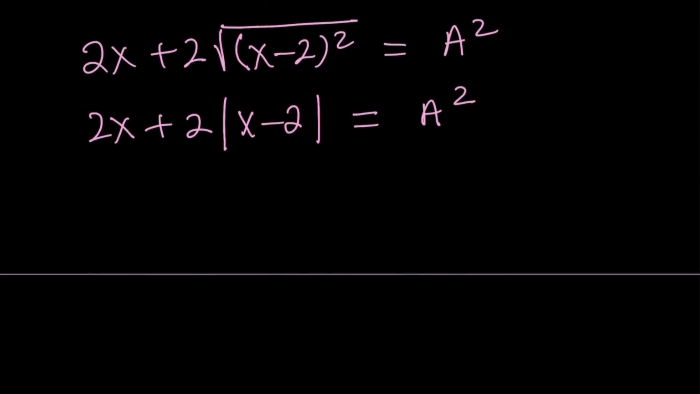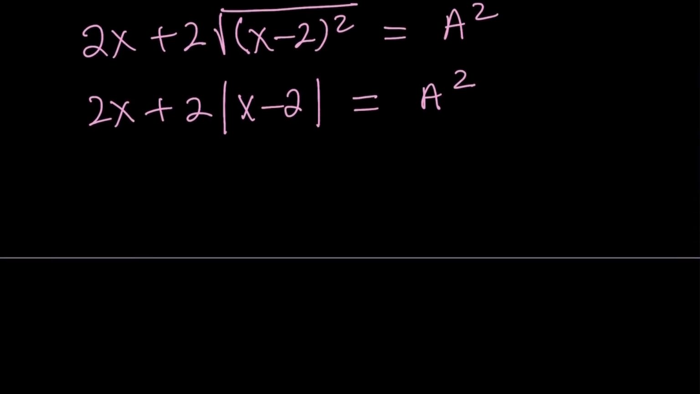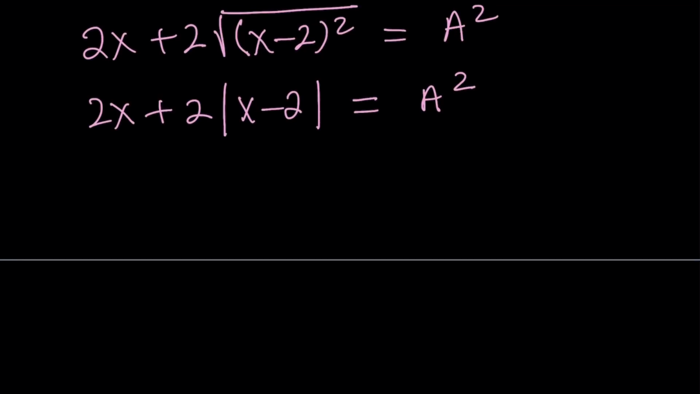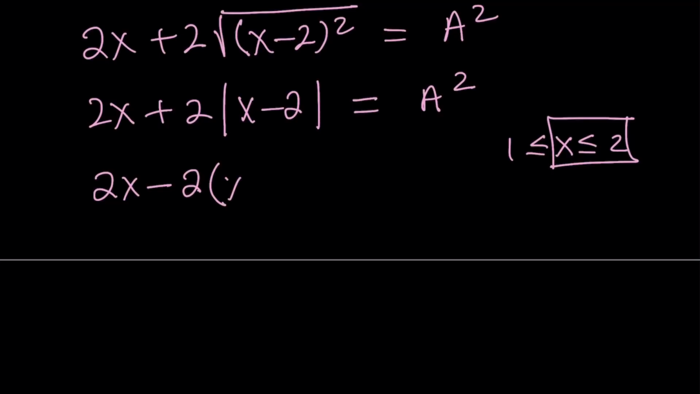Now consider the fact that x is less than or equal to 2, because remember at the beginning, even though the thumbnail didn't say that, x is between 1 and 2. So x is less than or equal to 2 in other words. Therefore, x minus 2 is going to be a negative or non-positive quantity, so its absolute value is supposed to be its opposite. As you know by the definition of absolute value, this is going to have a minus sign. So it's going to be 2x minus 2 times x minus 2 equals a squared.